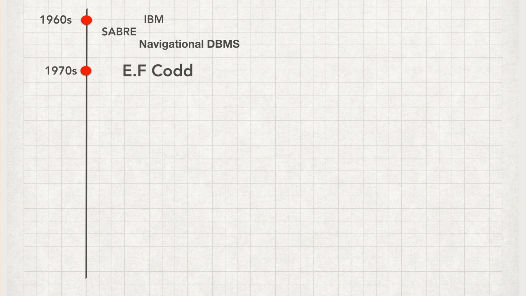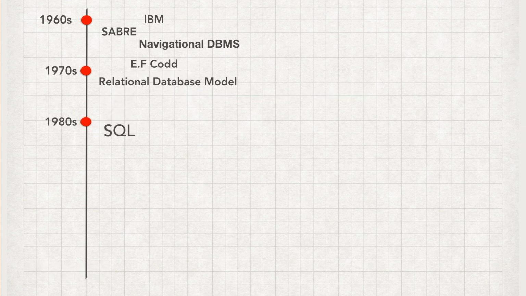Edgar Codd published an important paper to propose the use of a relational database model. 80s. Structured query language became the standard query language. 80s witnessed a major decline in the popularity of network and hierarchical database models. Relational database systems became a commercial success.